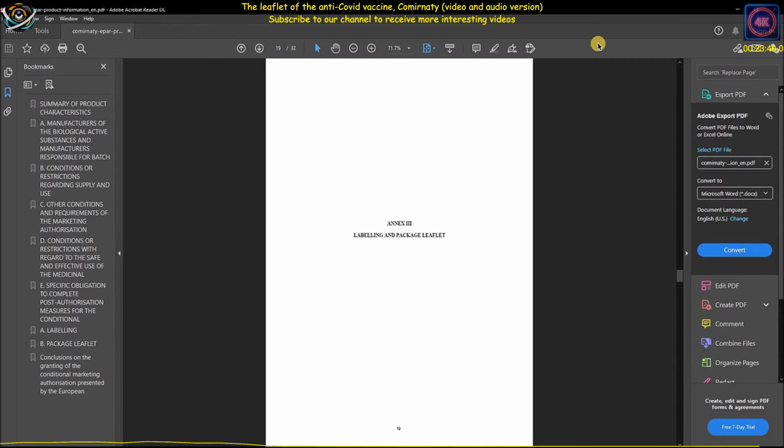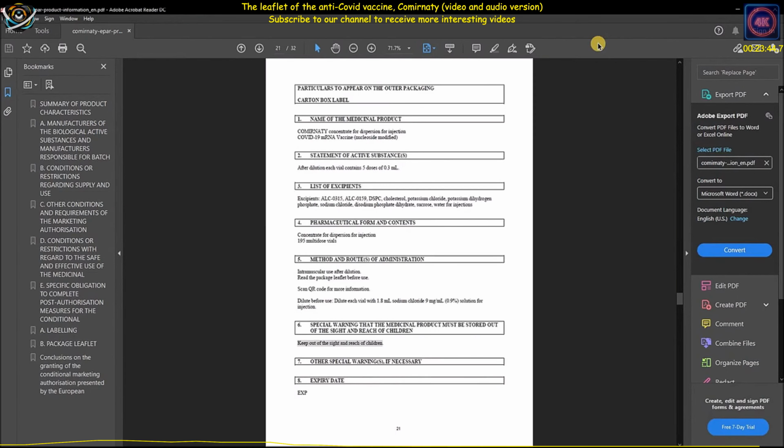Labeling and package leaflet. A. Labeling. Particulars to appear on the outer packaging. Carton box label. 1. Name of the medicinal product: Comirnaty concentrate for dispersion for injection, COVID-19 mRNA vaccine, nucleoside modified. 2. Statement of active substance(s): after dilution each vial contains 5 doses of 0.3 ml.